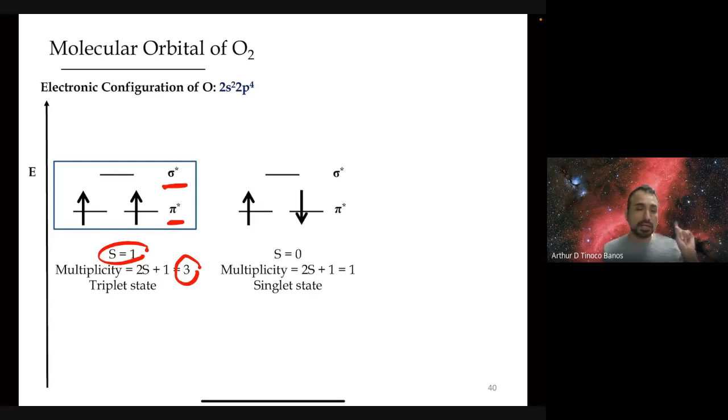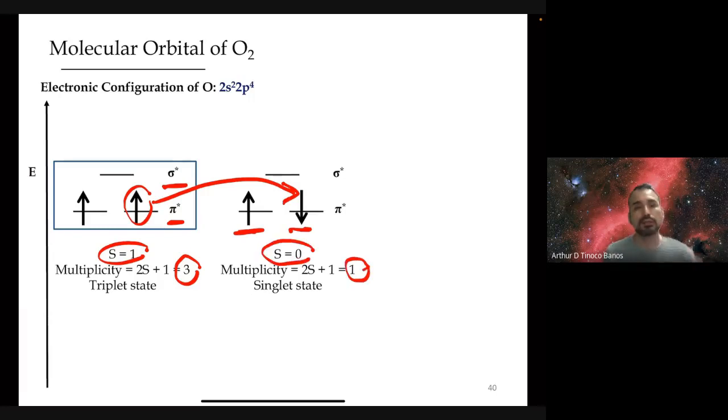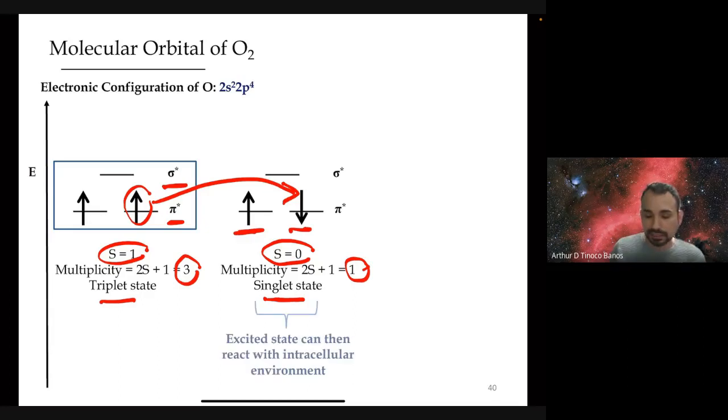Then the excited state is, imagine one of these getting flipped. So now you have 1 electron up and 1 electron down. Now our spin will be 0, and our corresponding multiplicity will be 1. So we'll now have a singlet state versus a triplet state. The singlet state is the excited state of oxygen. So this is triplet O2. This is singlet O2. That's actually really important.